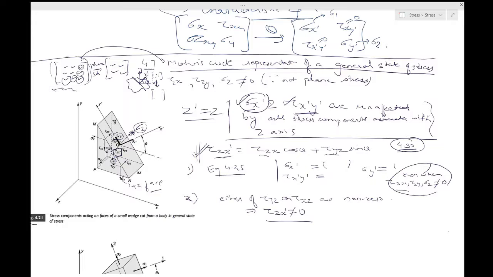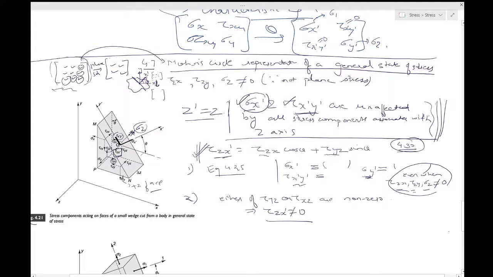The reason is because of this statement. It says that sigma x dash over here will be unaffected by the stress components associated with the z-axis. Okay, and hence tau x dash y dash will also be unaffected by the stress components associated with the z axis. And the same can be said for y as well. So you can just have a 90-degree rotation and you can say the same over there. That is why this first conclusion is true.